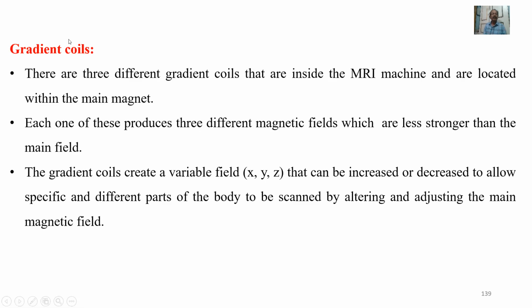Gradient coils. There are 3 different gradient coils inside the MRI machine, located within the main magnet. Each one of these produces a different magnetic field, weaker than the main field. The gradient coils create a variable field in the X, Y, Z directions that can be increased or decreased to allow specific and different parts of the body to be scanned by altering and adjusting the main magnetic field.